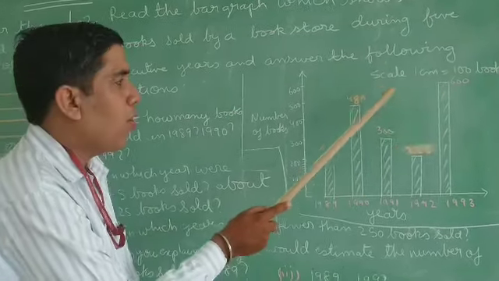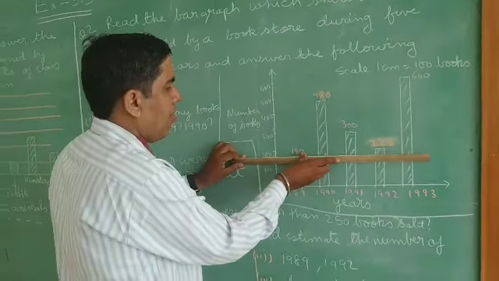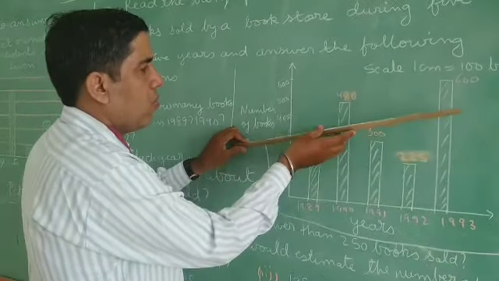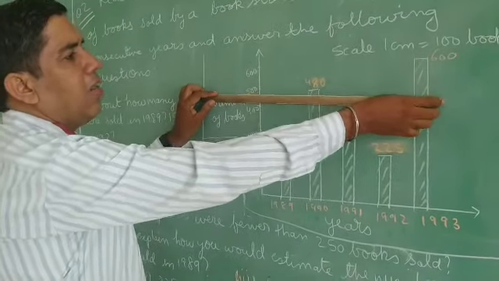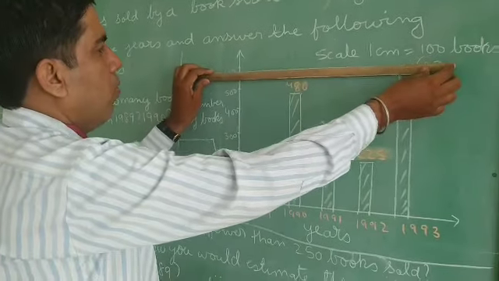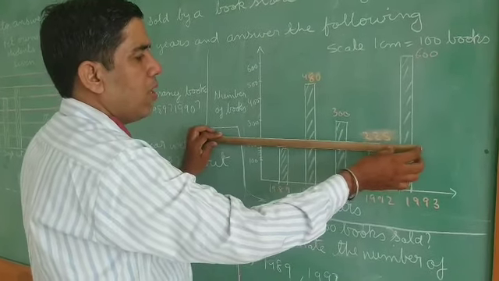In the book, it is not written. So you have to keep a scale like this and check. Like this, I have measured here and drawn this. Like this, you have to check, and only then will you come to know how many there are.